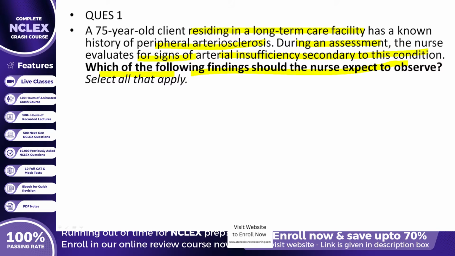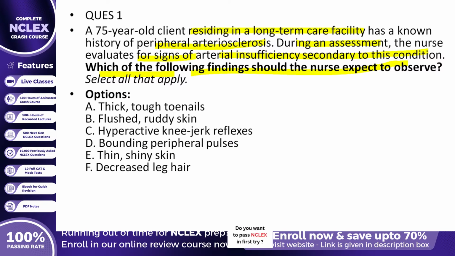The options include A. Thick, tough toenails, B. Flushed, ruddy skin, C. Hyperactive knee-jerk reflexes, D. Bounding peripheral pulses, E. Thin, shiny skin, and F. Decreased leg hair. The correct responses are A, E, and F. Thick, tough toenails, thin, shiny skin, and decreased leg hair.